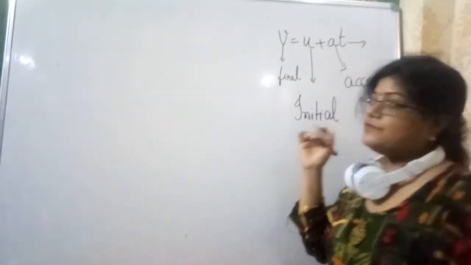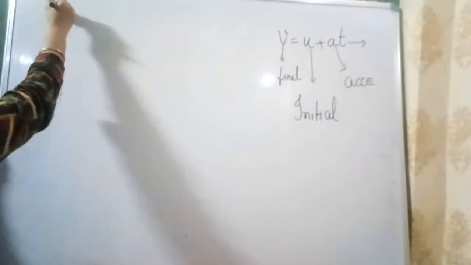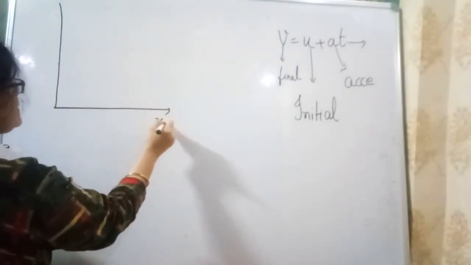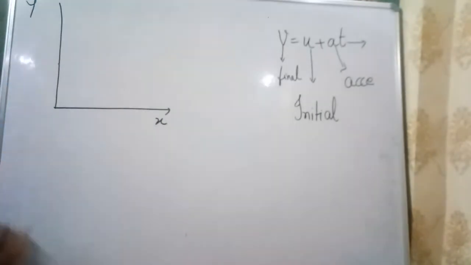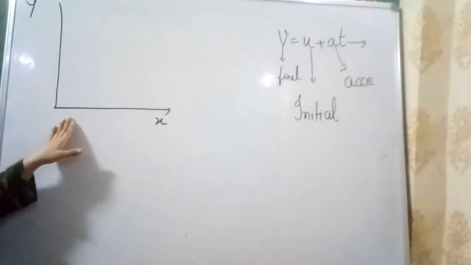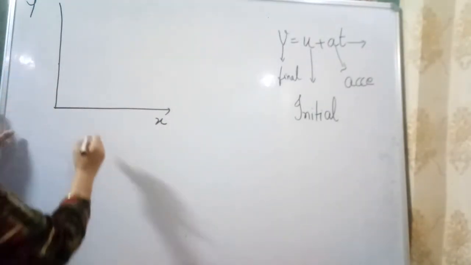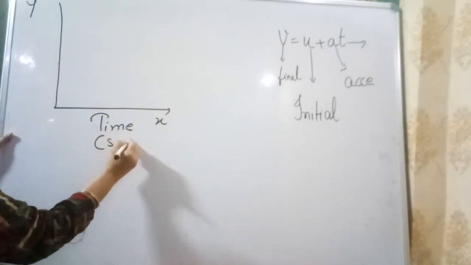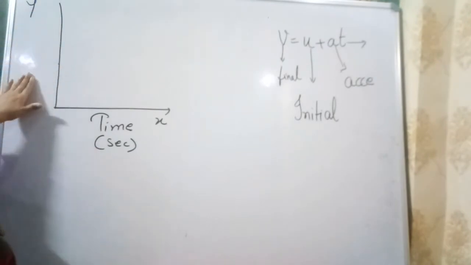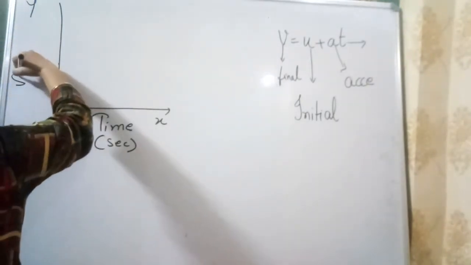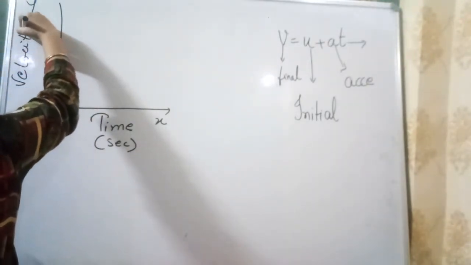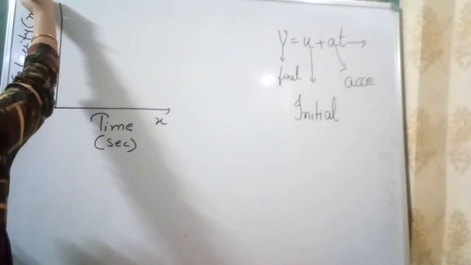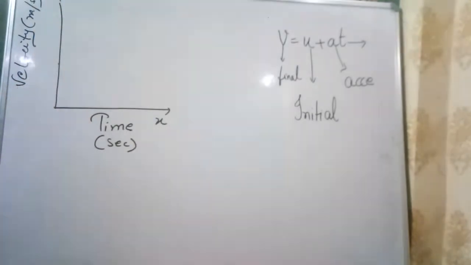In that case, we take axes as we draw in a graph. This is our x-axis and this is our y-axis. On the x-axis, always remember you have to take time, which is in seconds. And on the y-axis, we will take velocity. And what is the unit of velocity? Meter per second.